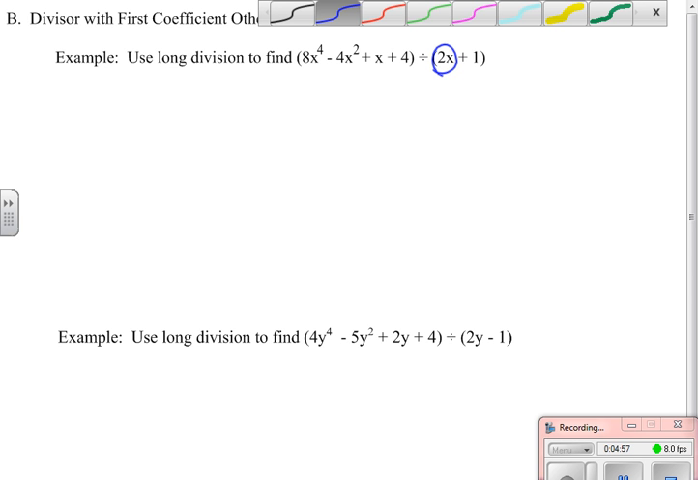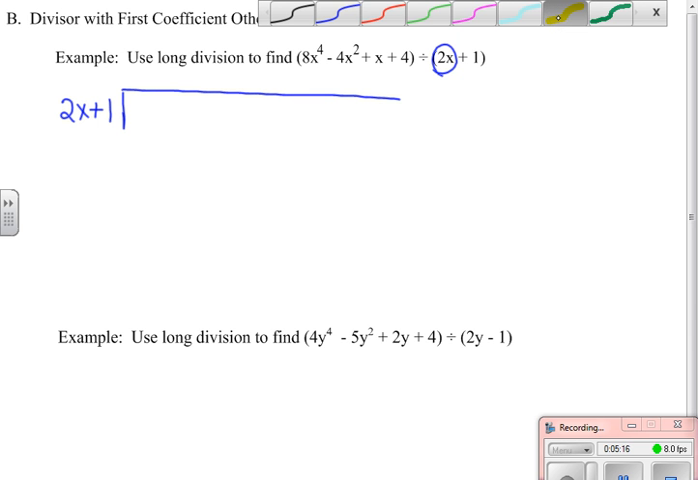Because it's kind of tricky to use synthetic division with something other than 1. You'd have to divide it out and actually use a fraction. And we know that we don't love fractions that much. So I'm going to go ahead and do long division. So I'm going to have 2x plus 1. And how does that go into?